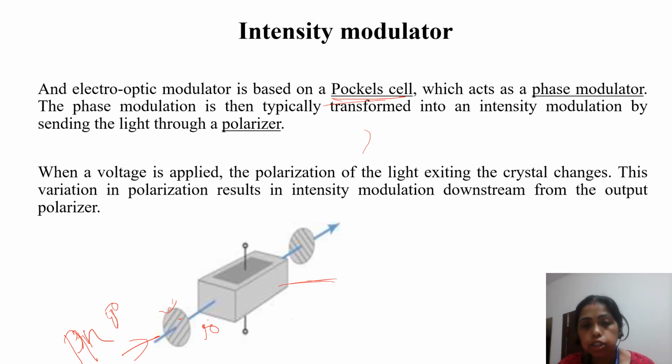So there is a variation. When the light is coming from this material, there is a variation in the polarization. So the orientation of this light will change. For 90-degree polarized light, the orientation will change.